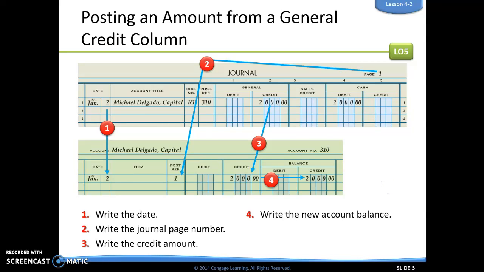Then we're going to find our new account balance. So instead of having that debit balance, we had a credit. So now we have a credit balance. And then our last step is to take that account number and bring it back to our journal.